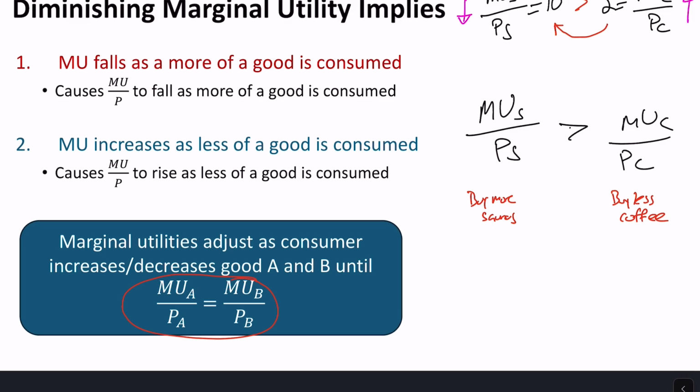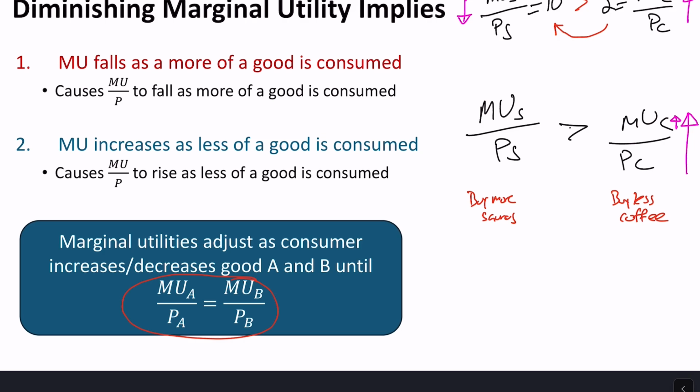So as we are consuming less coffee, that numerator here is going up as our marginal utility goes up. That means this entire right-hand side is going up. So it's going to be something like going up from 2 to 3 to 4 to 5 as we consume less coffee. Now on the left-hand side, we need to consume more saunas. The price of sauna isn't changing, so the only thing that can change on the left-hand side is the marginal utility of saunas.